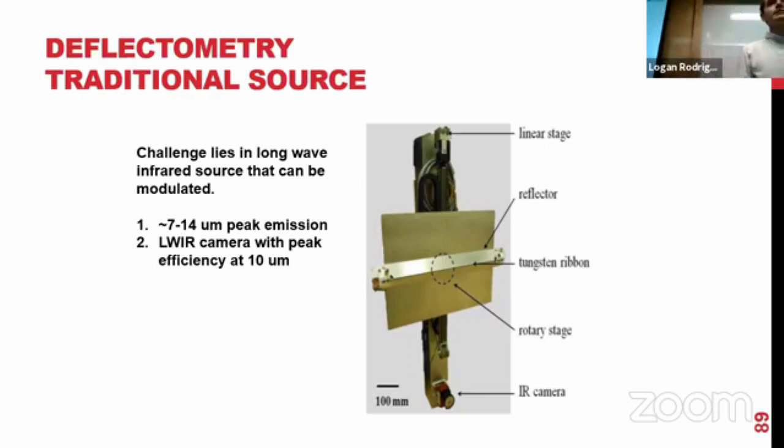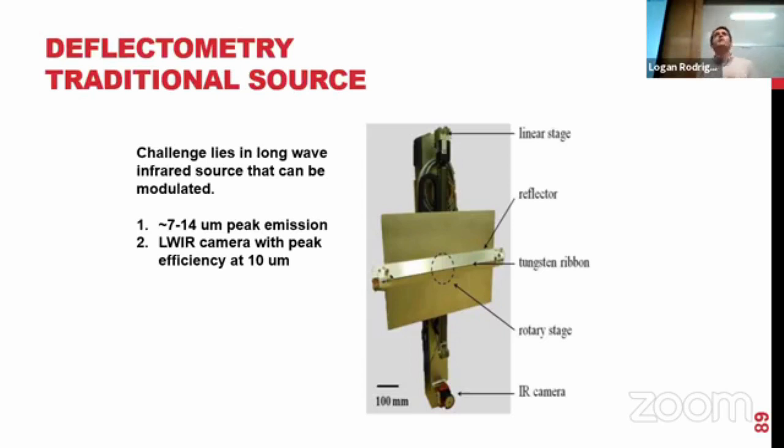The ribbon is a piece of metal. So the way that we use it as a source is that we drive electricity across it. It heats up and it acts like a quote pseudo black body source, simply emits light across the whole spectrum. And we can tune it so that we're emitting light primarily in the 7 to 14 micron range, infrared light, long wave infrared light. And we have a camera, long wave infrared camera, which picks up that range as well.